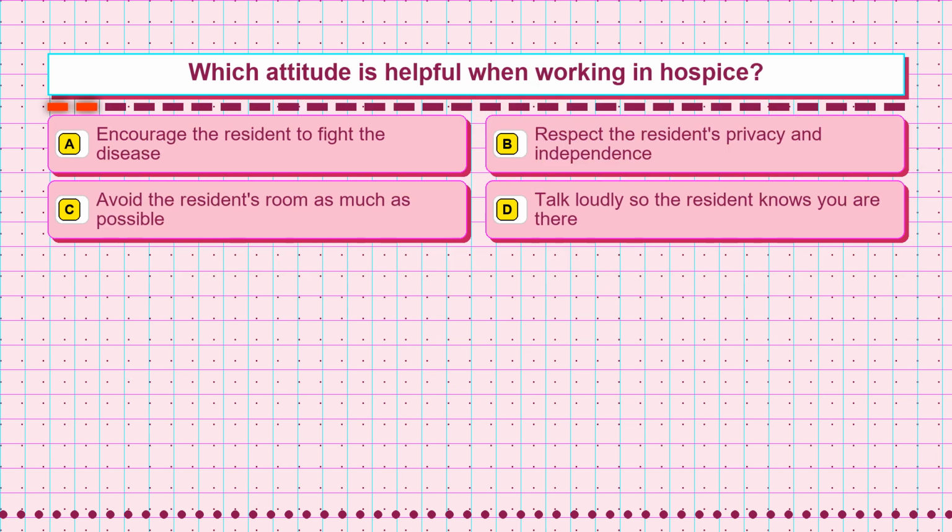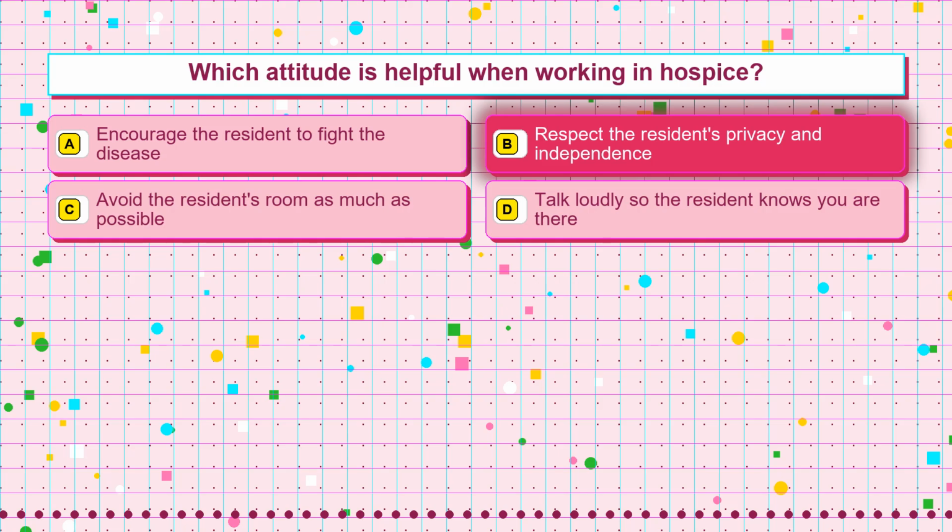Question 31. Which attitude is helpful when working in hospice? Option A, encourage the resident to fight the disease. Option B, respect the resident's privacy and independence. Option C, avoid the resident's room as much as possible. Option D, talk loudly so the resident knows you are there.